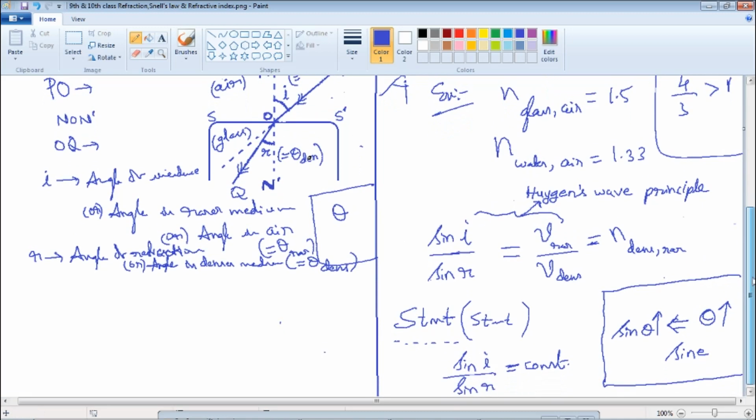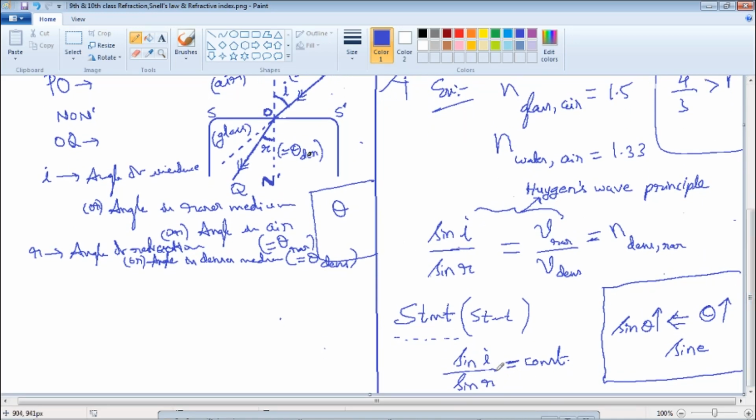Now just see here, sin i by sin r is constant. Here the refractive index is definitely a constant, and we already know the reason why: Huygens wave principle. Refractive index is the velocity of light in the rarer medium by the velocity of light in the denser medium, which is sin i by sin r. The ratio of velocities is a constant, so the refractive index will definitely be constant. So sin i by sin r is also constant, and we are getting that from Huygens wave principle.